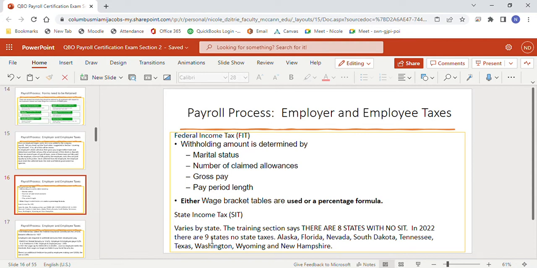If the question comes about and it says, how many states do not have state tax? The answer is 9. And it's Alaska, Florida, Nevada, South Dakota, Tennessee, Texas, Washington, Wyoming, and New Hampshire. I noticed on the video when I listened over, I didn't include Florida. So I'm not exactly sure when that happened. I'm assuming maybe it wasn't at the time of the recording of that video. So again, in your notes, you're going to put 9 states do not charge SIT, state income tax withholding.